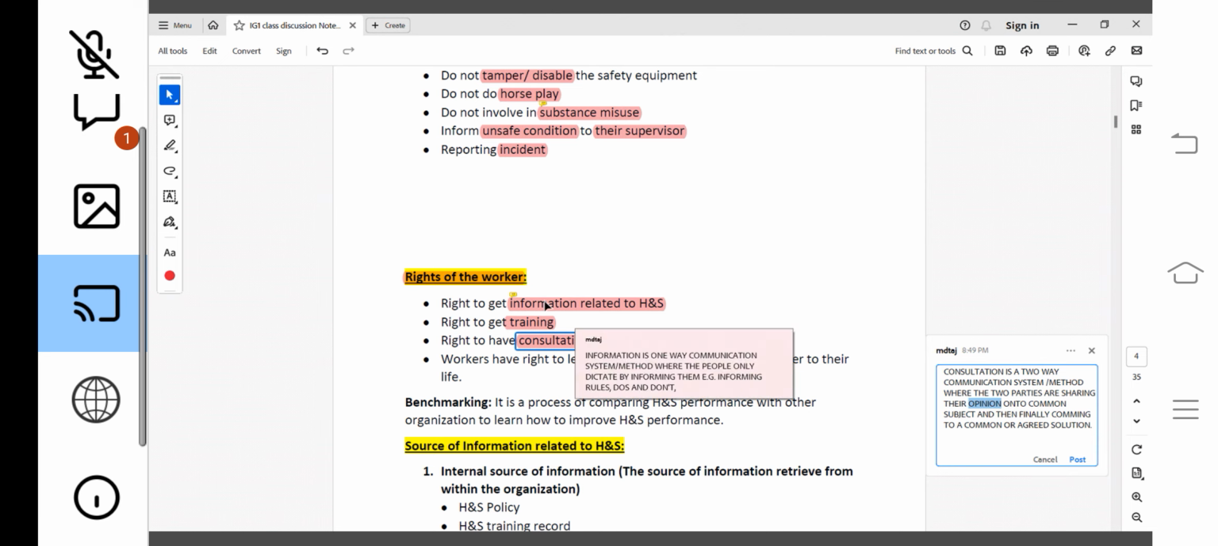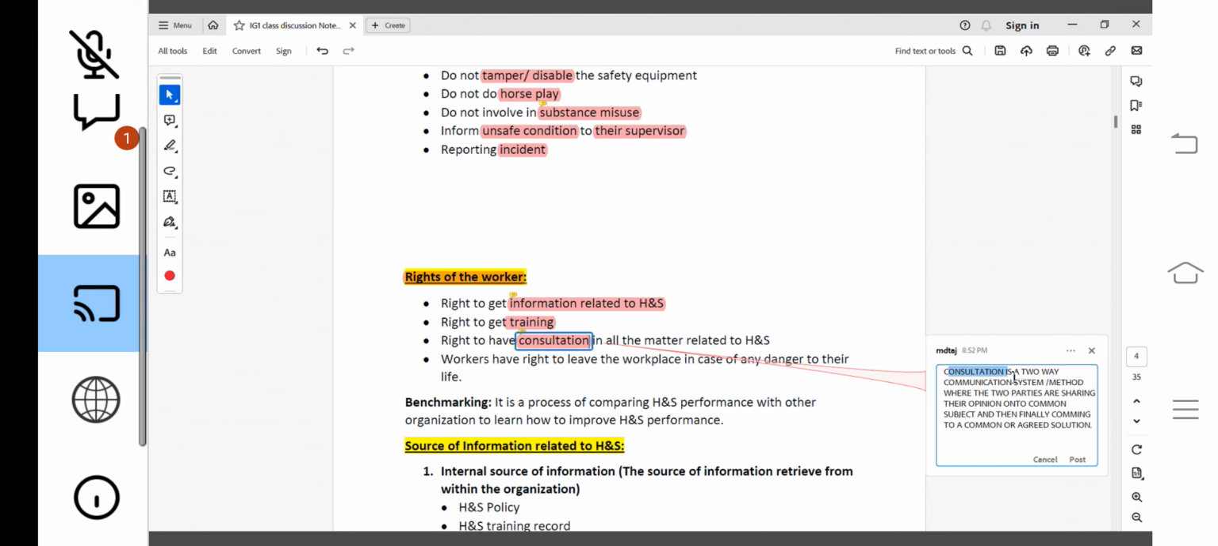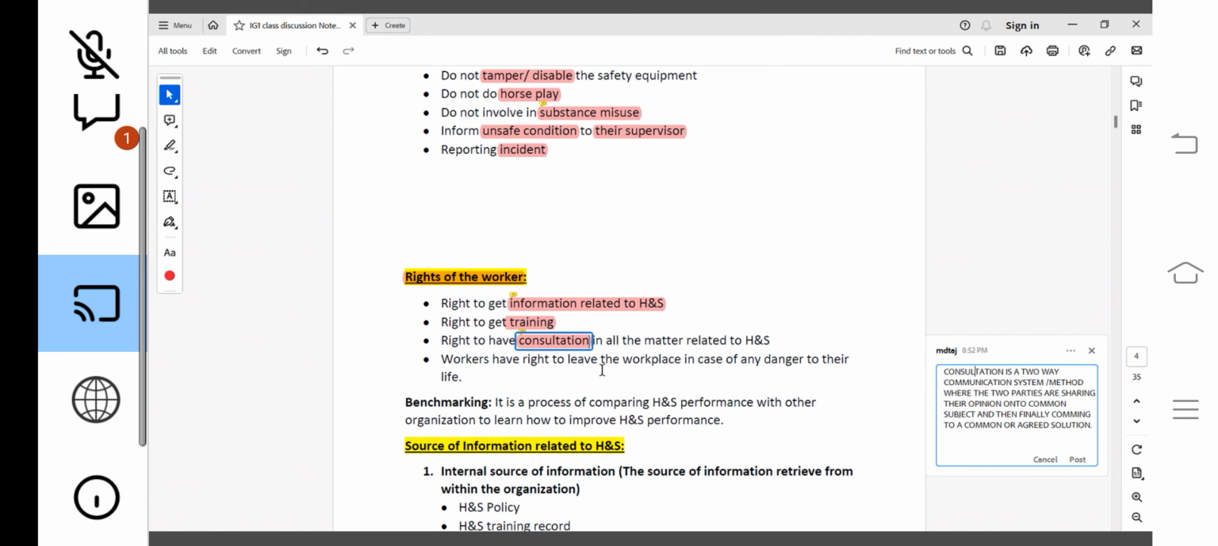But when there is information, it is only a one-way communication system, meaning the top management will issue any rules or do's and don'ts or code of conduct, and they have to follow that, isn't it? So both are important, but there is some disadvantage of information, and there is some advantage of consultation. Consultation is the best way for communication. For effective communication, consultation is the best way, so that you can come to an authentic or agreed solution.